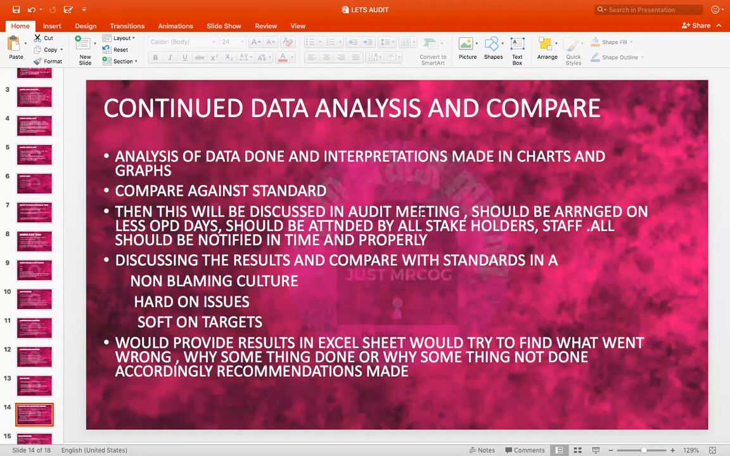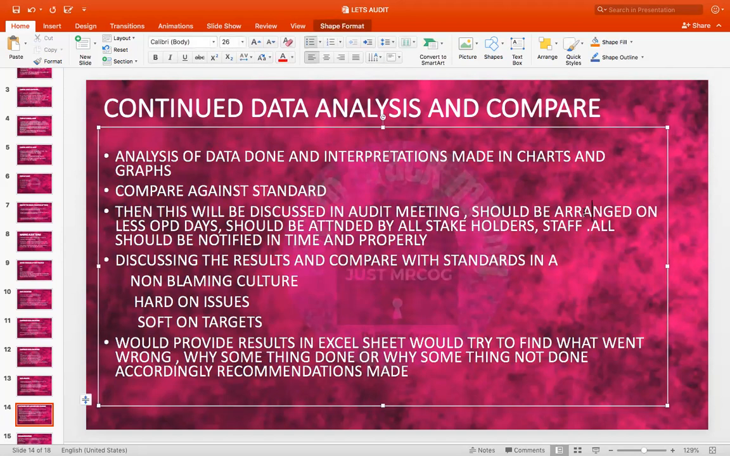Then this will be discussed in audit meeting. Again, another buzzword. Whatever analysis has been made, whatever comparison has been done, you are going to discuss this in the audit meeting, and it should be arranged on less OPD days, so attendance would be maximum. So next is going to be, what is next? Buzzword, chart and graph.